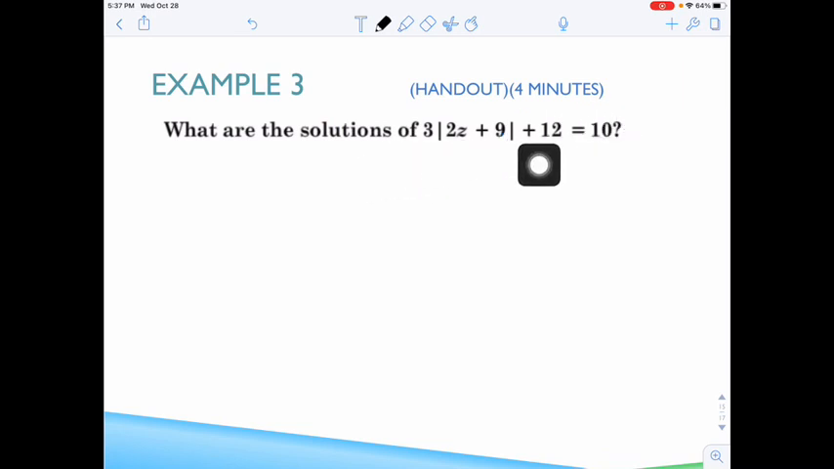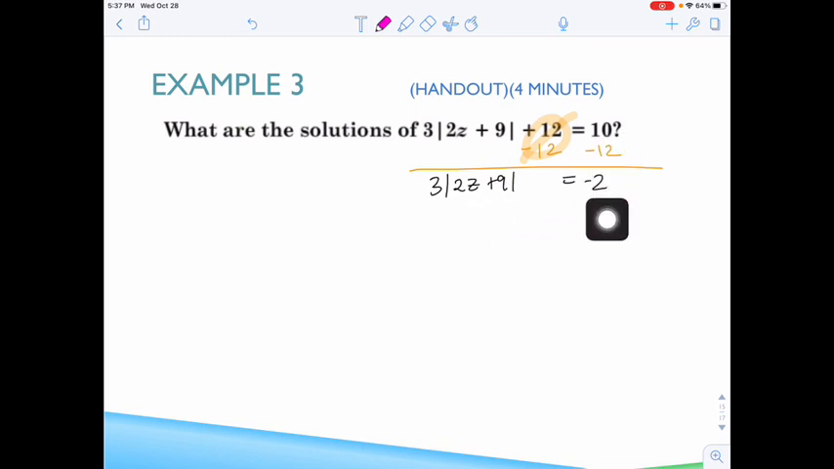In order to get rid of plus 12, we will subtract 12 from both sides. When we subtract 12 from the left, the positive 12 and the negative 12 are a zero pair. We bring down everything that's left over, which is 3 times the absolute value of 2z plus 9. 10 minus 12 gives us negative 2.